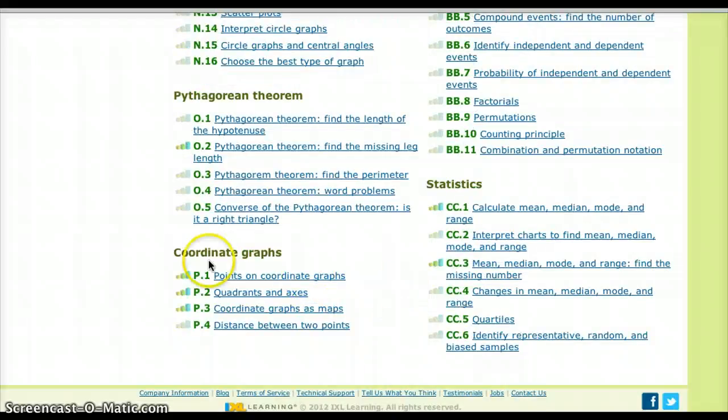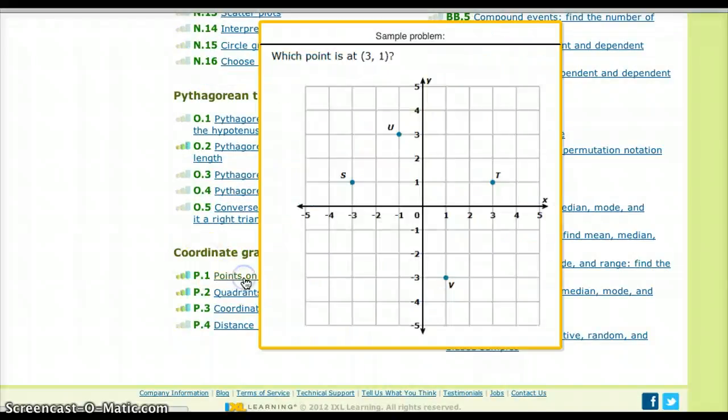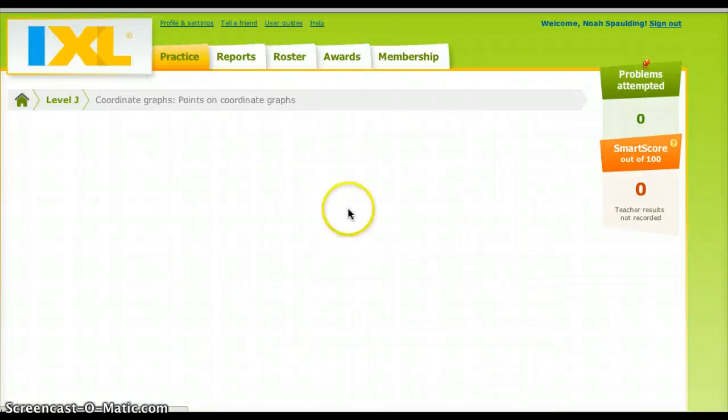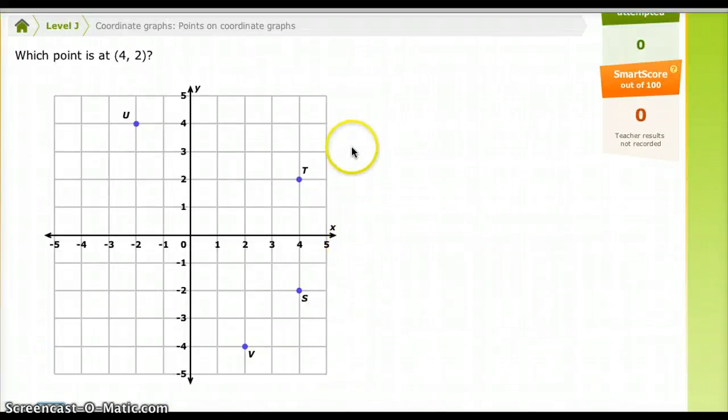Okay, so the first one we're going to do is points on coordinate graphs, level J. So basically be able to see which letter this is at 4, 2. We always start at our origin here, okay? And the first direction we're going to go is either right or left, and this is a positive 4. For a positive number, you go to the right first, okay? If it were negative, you would go to the left.